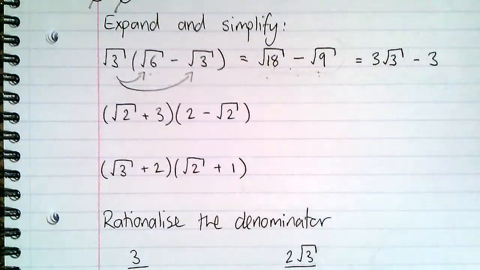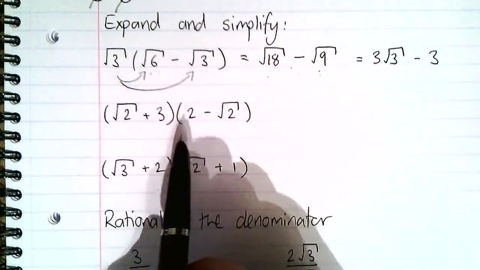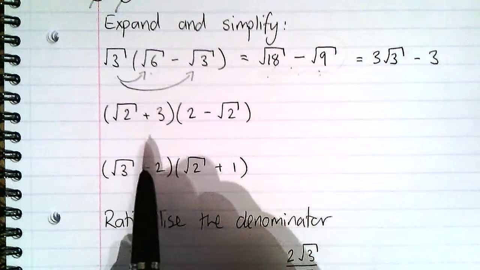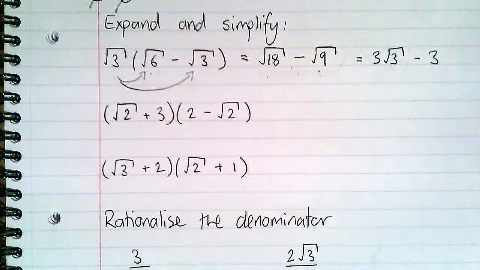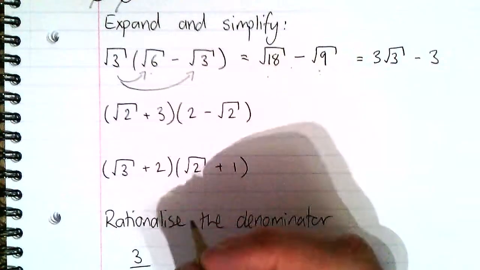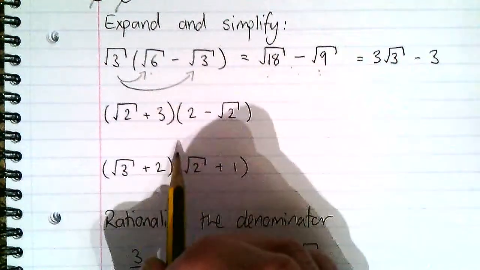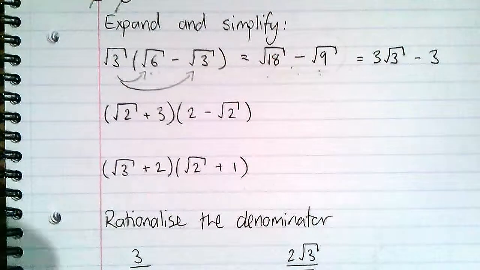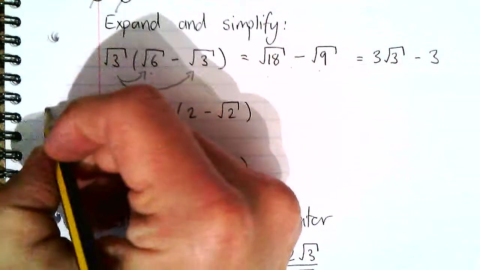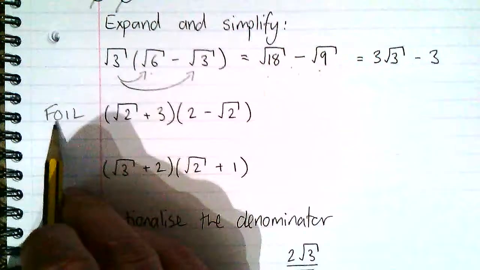The next one, where you're multiplying out a pair of double brackets. If I'm multiplying out a pair of double brackets, you need to work in exactly the same way as if you were multiplying out double brackets with algebra in them. So you multiply everything by everything else. Now there are a couple of different ways of doing this. Some people use the acronym FOIL. So I'm going to write that there. FOIL: first, outer, inner, last.